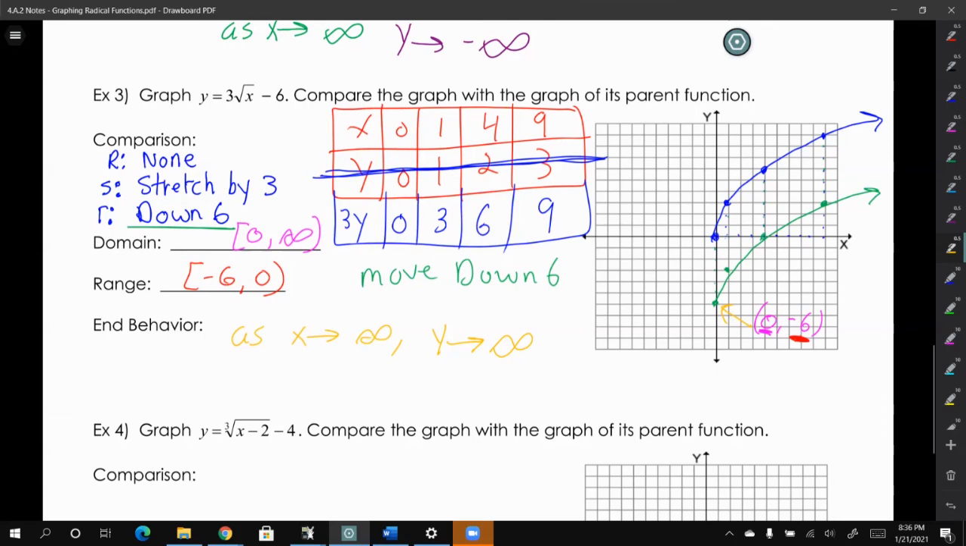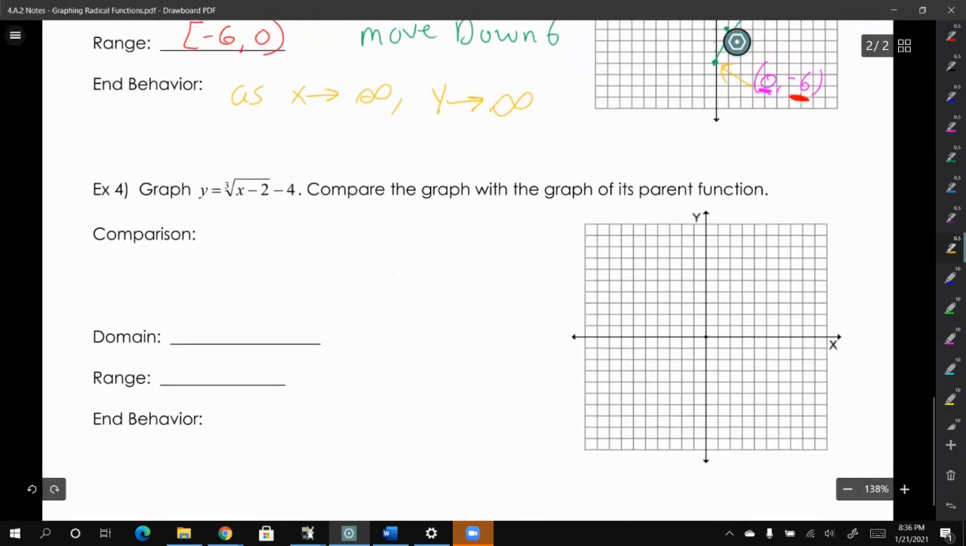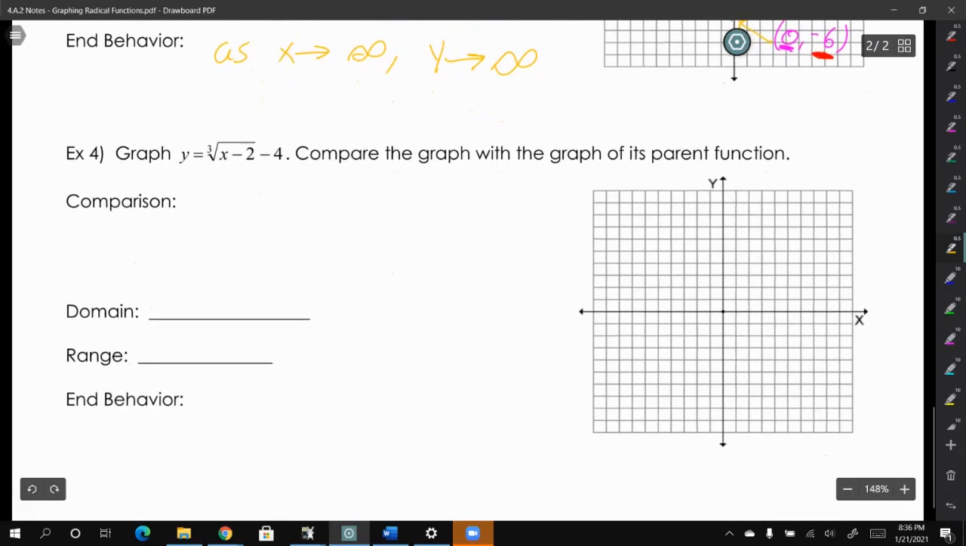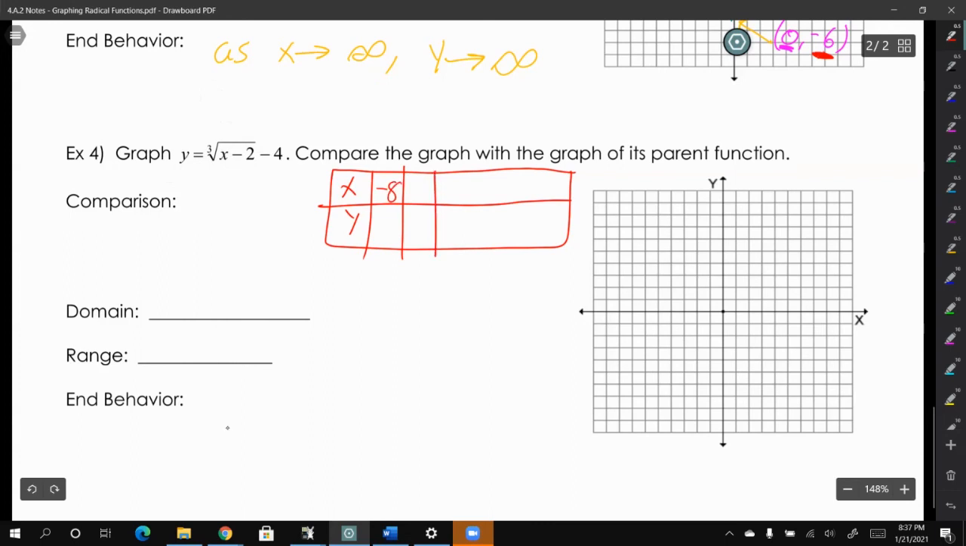Now with number 4, what I'm going to do is I'm going to start you guys. I'm going to put the table in. And I'll have you guys do the comparison, domain, range, plot the points, and do the end behavior. So our table, since it is a cube root function, our table is going to look like this with the y values.